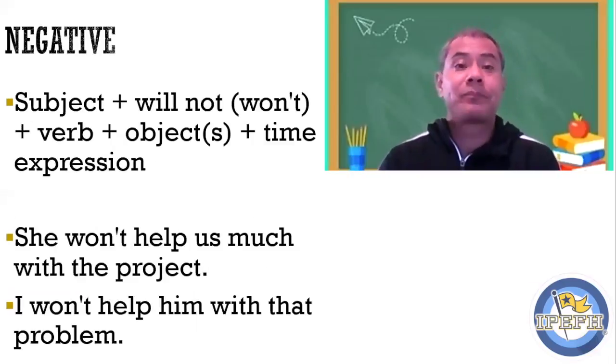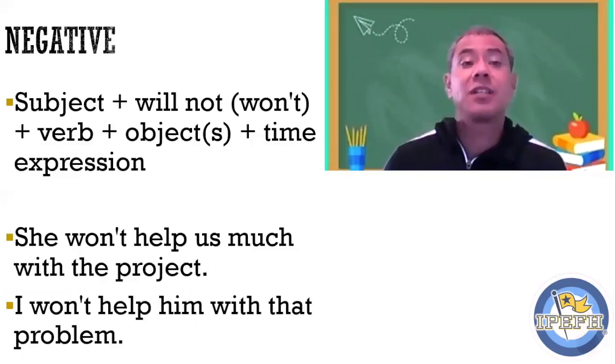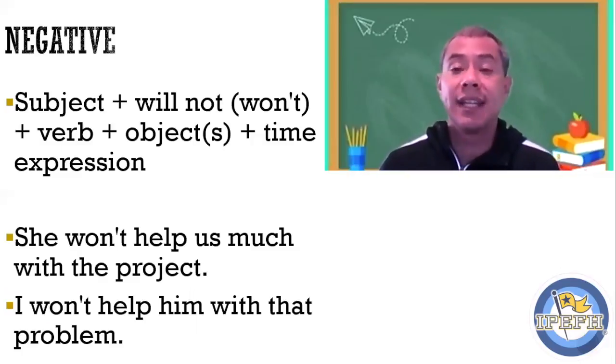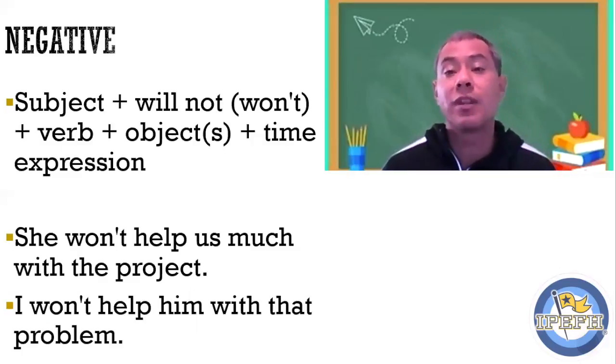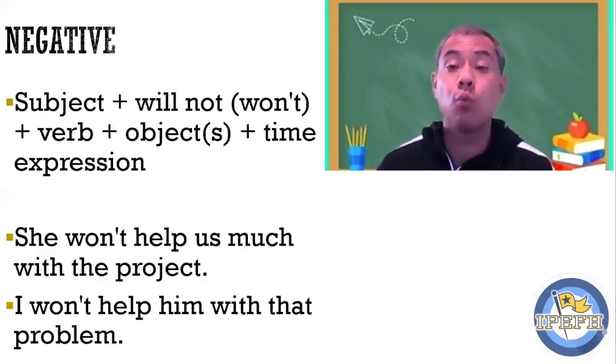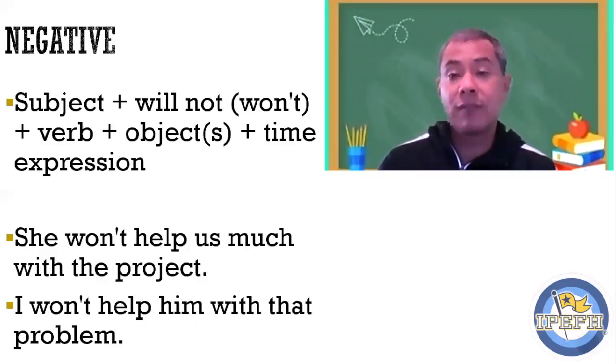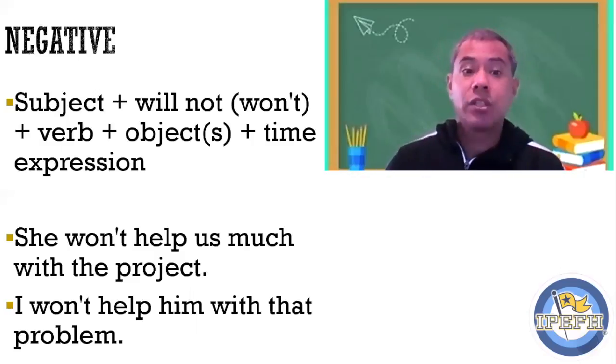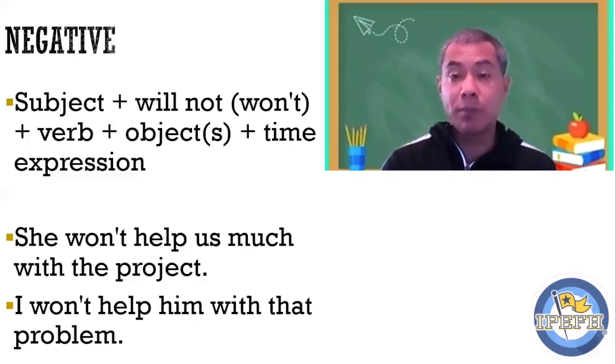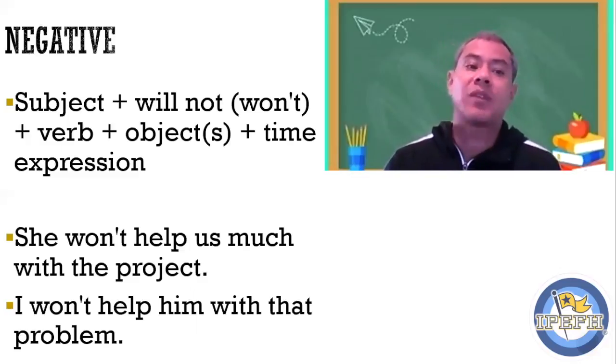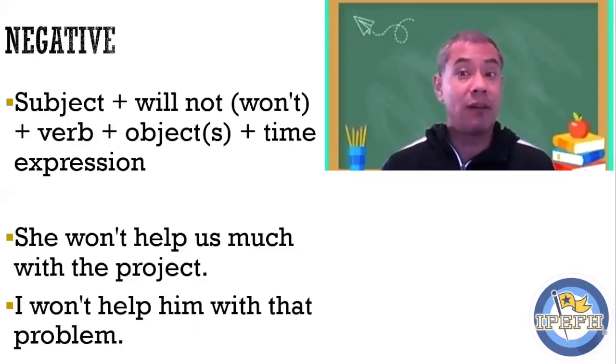The negative form. Here's the formula. Subject plus will, and then the negative, not. Remember that contracted, it changes to won't, and then the verb in base form, and then the object, and then the time expression. So for example, she won't help us much with the project, or I won't help him with that problem.